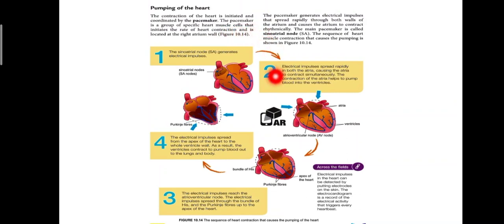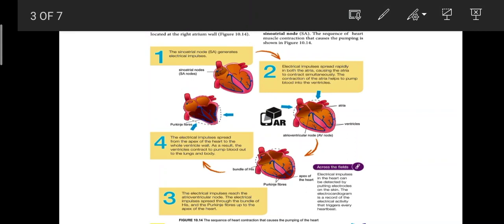After that, number 2, electrical impulses spread rapidly in both the atria. Maksudnya di kedua-dua atrium. Electrical impulses yang generated by the SA, dia spread rapidly sampai di kedua-dua atrium kita. So this will cause the atria to contract simultaneously. So ini yang menyebabkan atrium kita akan contract serentak. The contractions of the atria help to pump blood into the ventricle.